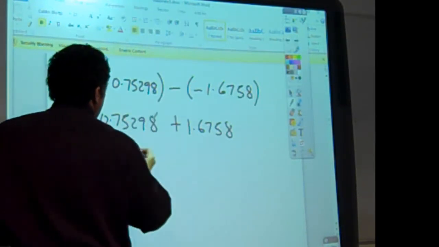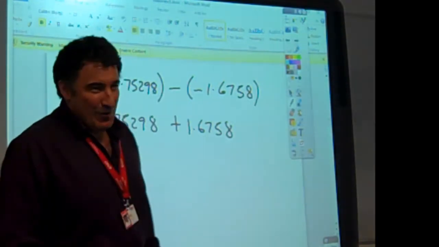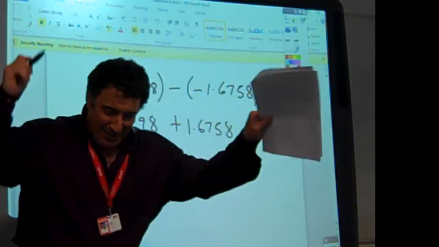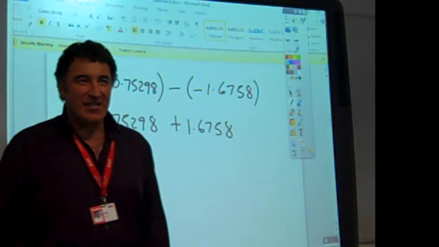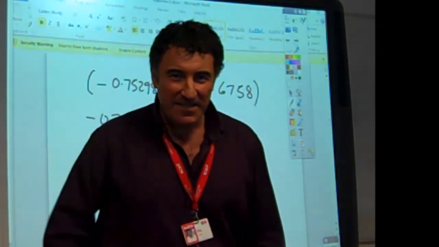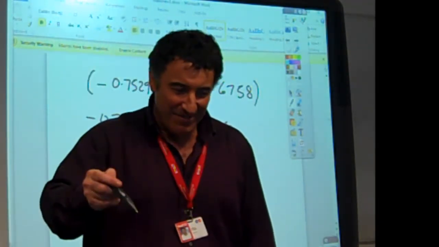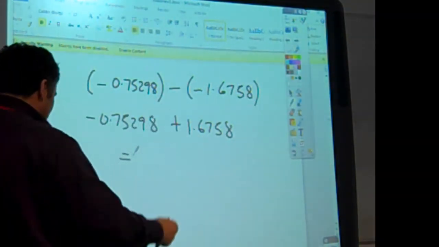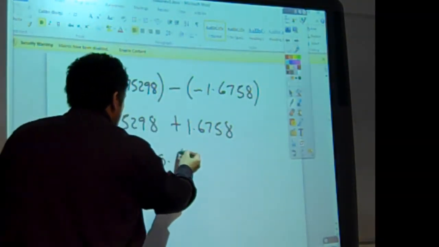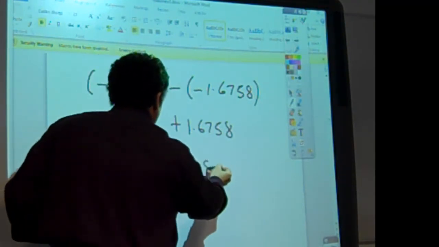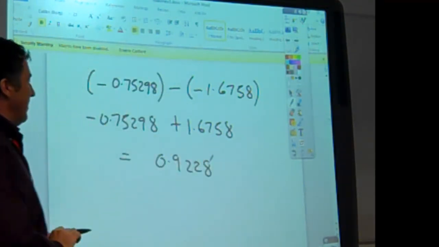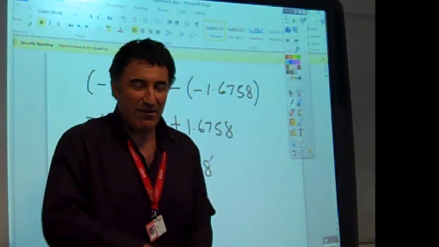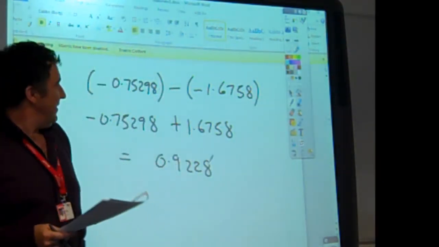I was taught at school when I was 7 by a very vicious woman teacher that like signs you keep the sign, unlike signs take them away and give it the sign of the big one. So unlike signs, take them away and give it the sign of the big one. It's a plus. And that would conclude that particular sum.